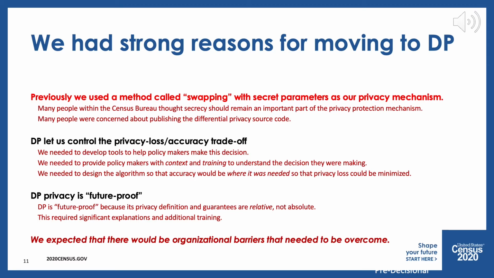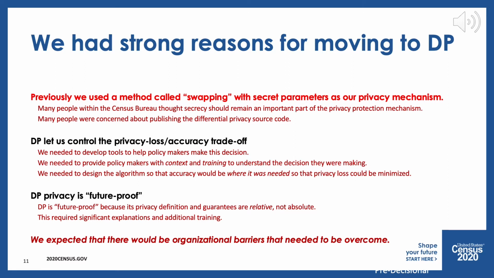Likewise, differential privacy lets us control the privacy loss accuracy trade-off, but that meant we needed to develop tools to help policymakers make that decision, and we also needed to provide the policymakers with context and training to understand the decision that they were making. We needed to design our algorithms so that the accuracy would be where it was needed and not anywhere else, so that the privacy loss using differential privacy could be minimized.